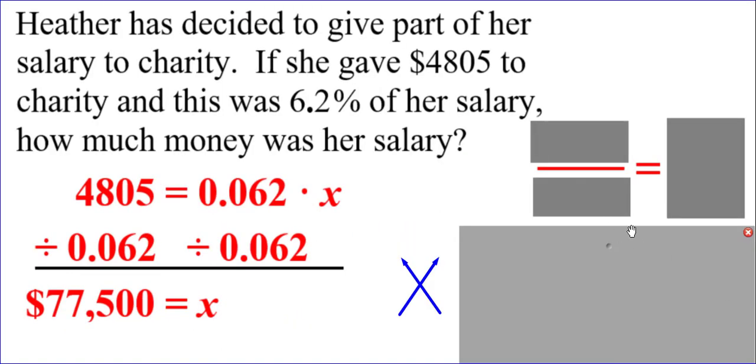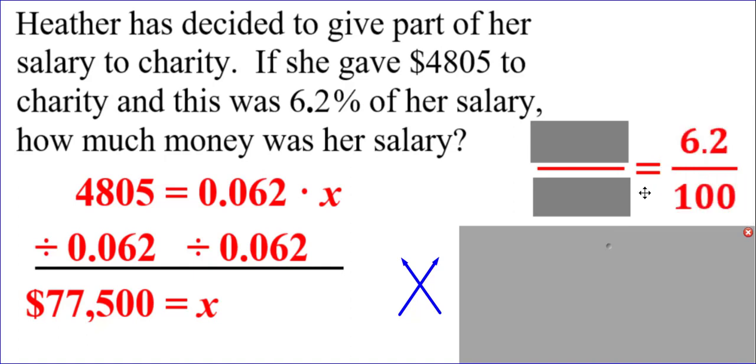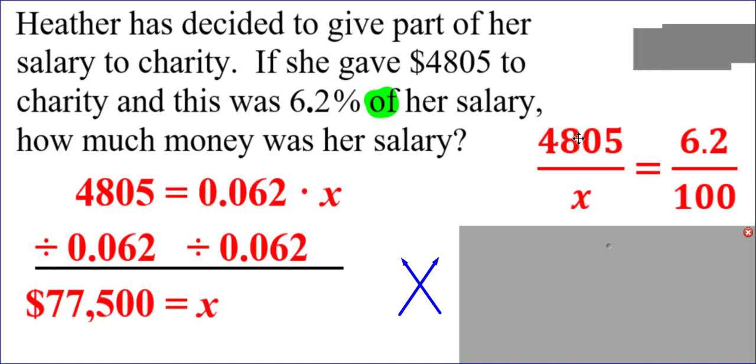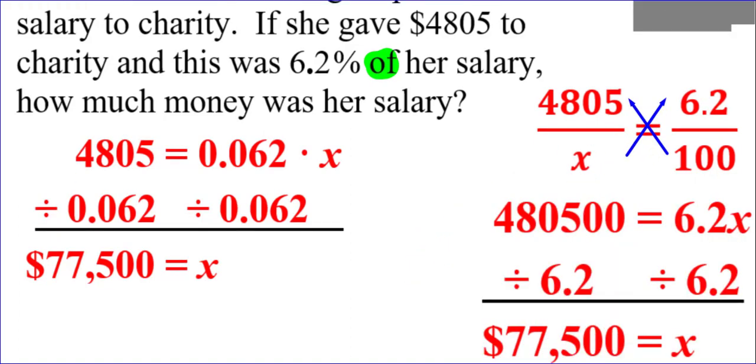Now, we could also solve this using the percent proportion. 6.2% means 6.2 out of 100. Whatever the percent is taken of will be your whole amount or your base amount. That is the denominator of your fraction. And again, we don't know what that total salary is, so that is a variable. We do know that the part, which is the numerator, that she's given to charity, is $4,805. Cross multiply and solve, you will get the exact same answer.